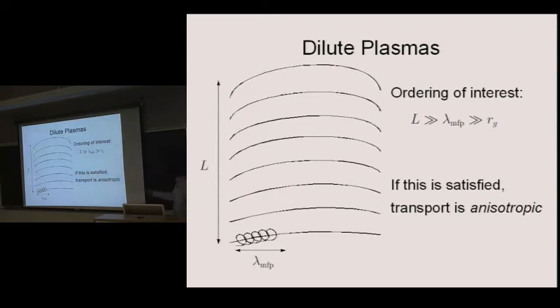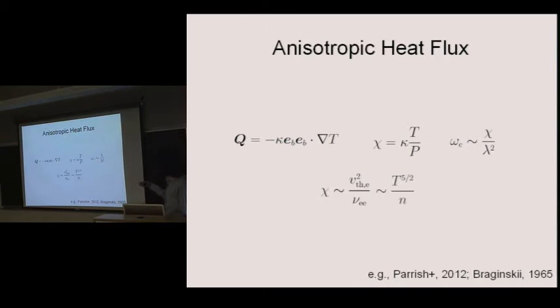And if you satisfy this sort of scaling, what's happening is that your particles basically look like beads on a string. So they're more or less confined to magnetic field lines. And most of the collisions that they make are going to be along field lines. So they're going to interact with the other particles that are on the same field line. And so if this sort of scaling is satisfied, the transport will be anisotropic. And the transport phenomenon that I'm mostly interested in here is going to be heat transport or temperature conduction.